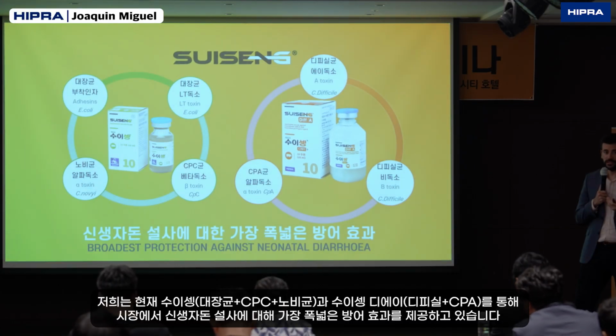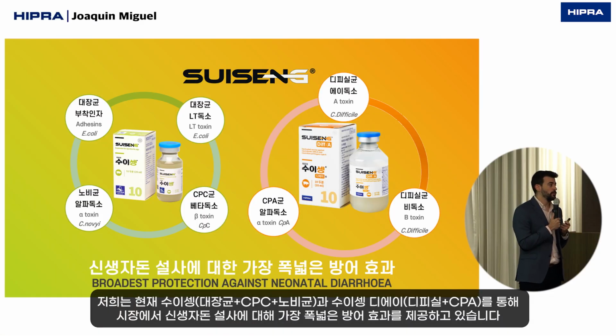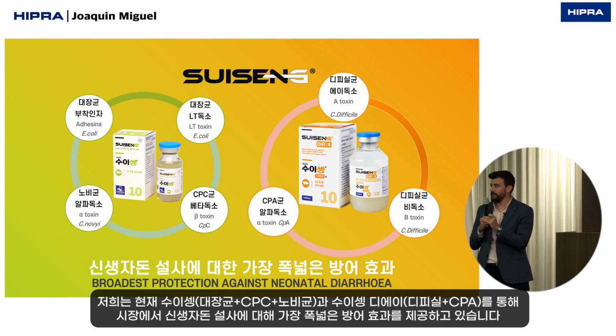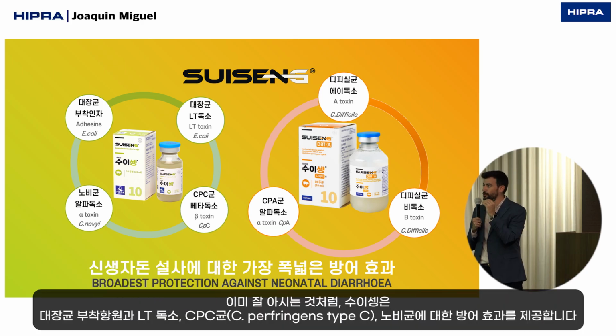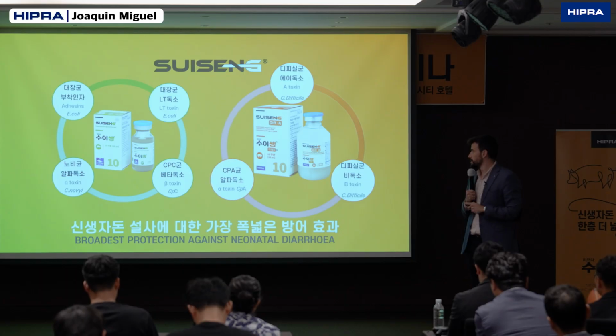So with both SUISENGs, with SUISENG and SUISENG-Diff, we are going to provide the broadest protection against neonatal diarrhea in the market. With SUISENG, the one that you already know, we are protecting against E. coli, adhesins, and LT toxoid, against Clostridium perfringens type C, and also we cannot forget about Clostridium novyi, the cause of the sudden death. And then we have the already commented toxins for Clostridium difficile and Clostridium perfringens type A.